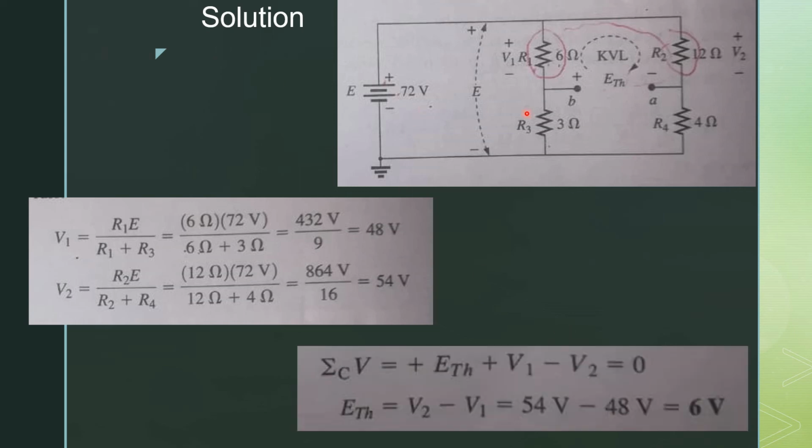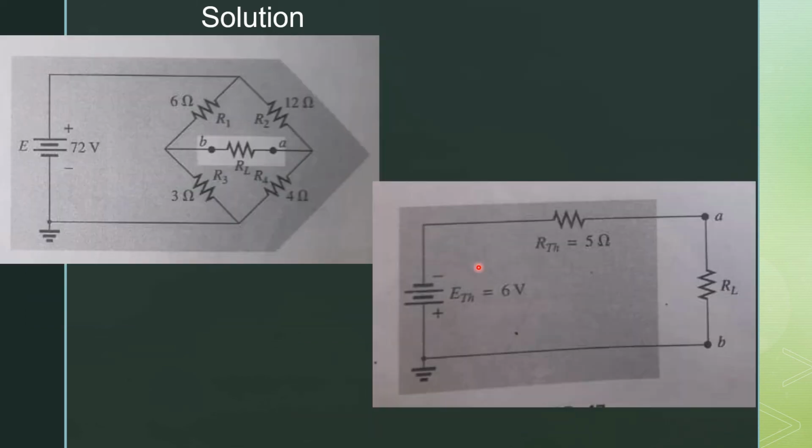Now, applying KVL to this loop, because we have the values of V1 and V2, we see that E Thevenin plus V1 minus V2 is equal to 0. Substituting the values, we get the value of E Thevenin, which is equal to 6 volts. Now we have R Thevenin and E Thevenin, so we can redraw our Thevenin circuit. So we have a Thevenin equivalent circuit for this shaded region, in which we have only a voltage source and a series resistor. Place the load resistor in its original position between the points A and B. That is our equivalent circuit for that shaded region.